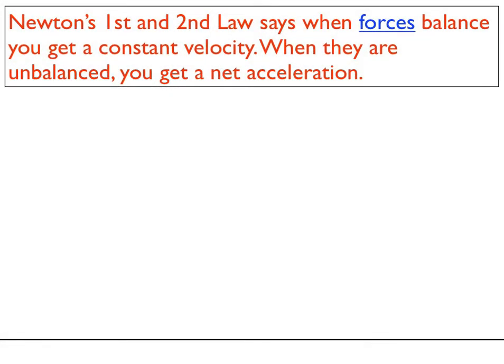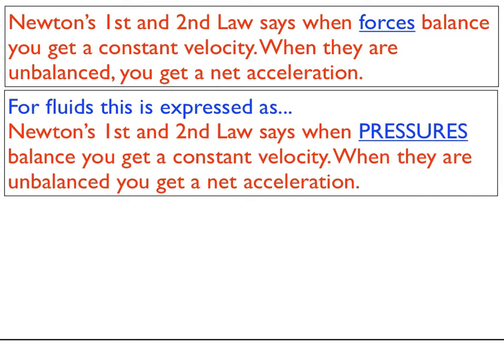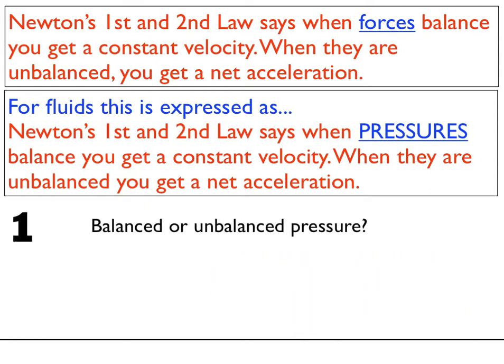Now let's look at pressures that oppose each other and tie it into something we've studied before. Newton's first and second law says basically, when forces balance, you get a constant velocity. When they're unbalanced, you get a net acceleration. For fluids, we express it in terms of pressures. So when the pressures are balanced, you get a constant velocity. When they're unbalanced, you get a net acceleration. For example, is this balanced or unbalanced?